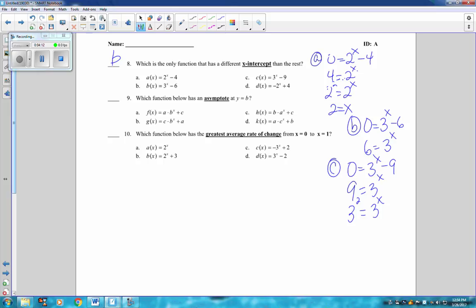When your bases are equal, your exponents are equal, so I got the same answer as A. B is not the same answer. I don't even need to do D because I can tell B is different than the other two. So for number 9, your answer is D.